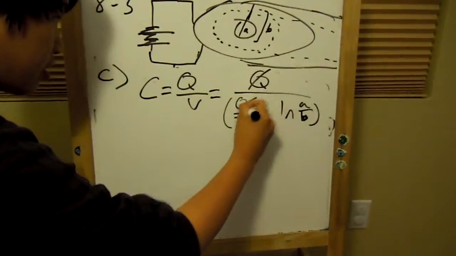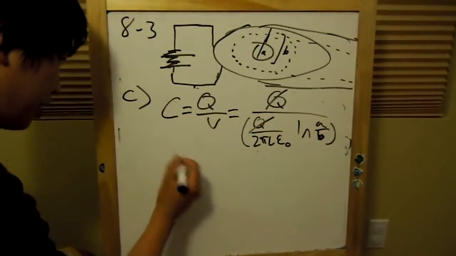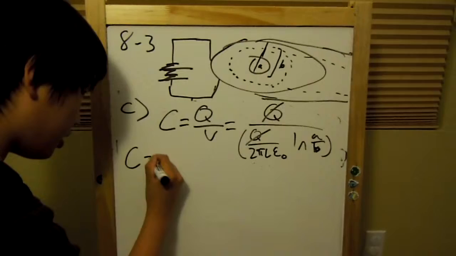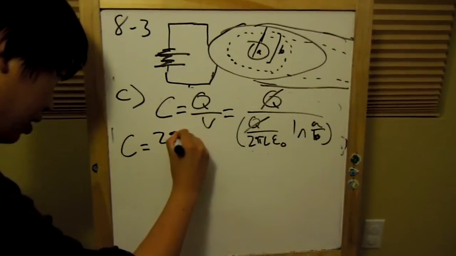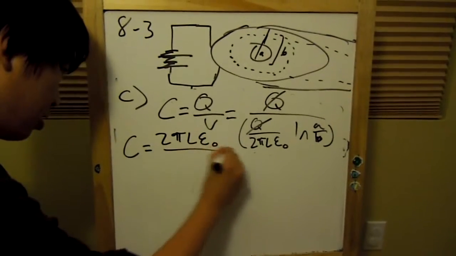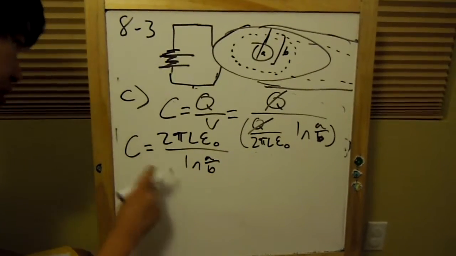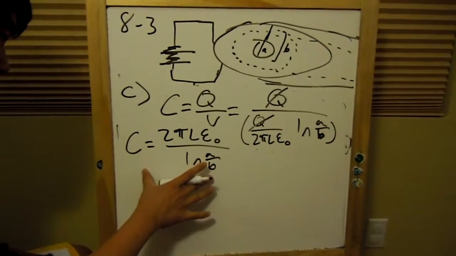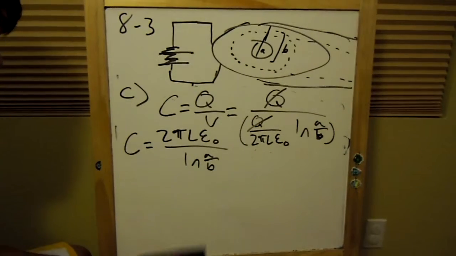The Q's are going to cancel out here. Just simplify, bring this up top, this stays on the bottom. We're going to get C equal to 2 pi L epsilon naught over ln of A over B. So that is the capacitance of this system.